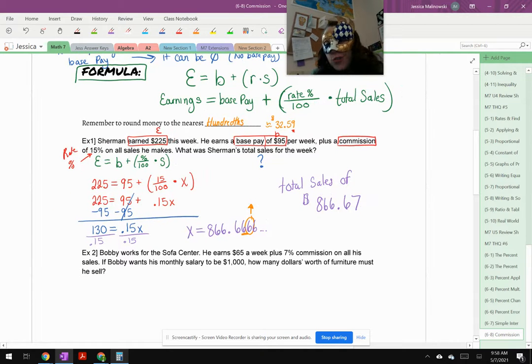A lot of the stuff we've still been doing. Percents are still out of 100. We're still solving for x. All good stuff.